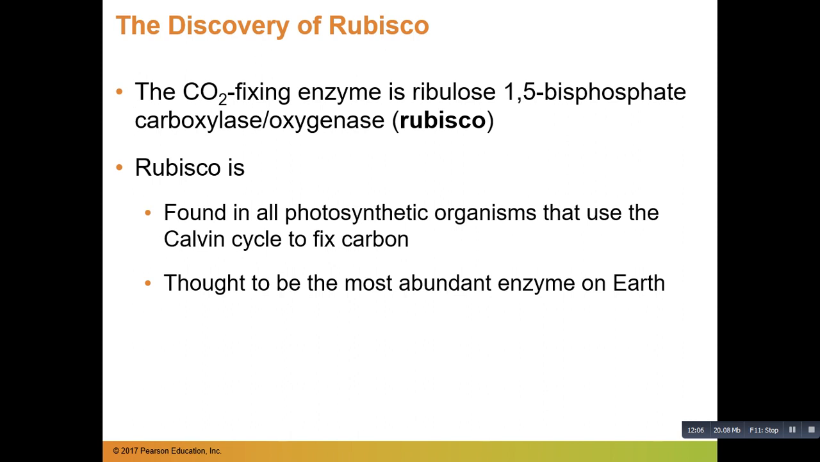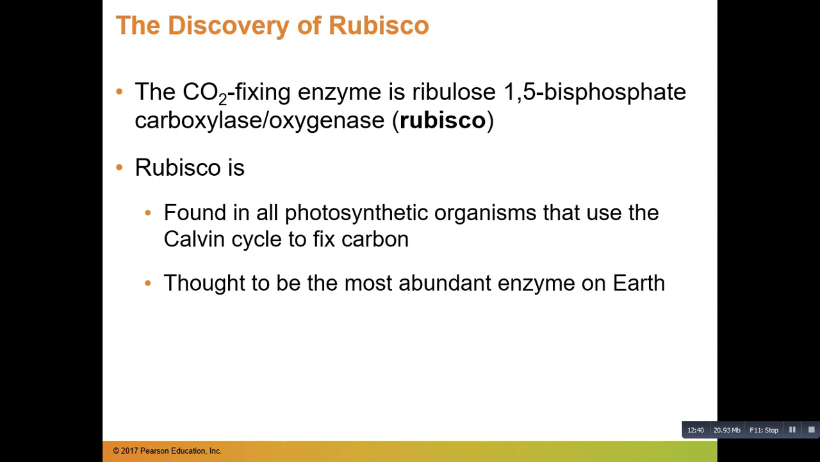Rubisco is found in all photosynthetic organisms that use the Calvin cycle to fix carbon, because it is the carbon dioxide fixing enzyme. So if a photosynthetic organism uses carbon dioxide, they are going to use Rubisco as the enzyme. And it's thought to be the most abundant enzyme on Earth because most of our biomass has to be photosynthetic organisms to basically supply food for the rest of the food chain.